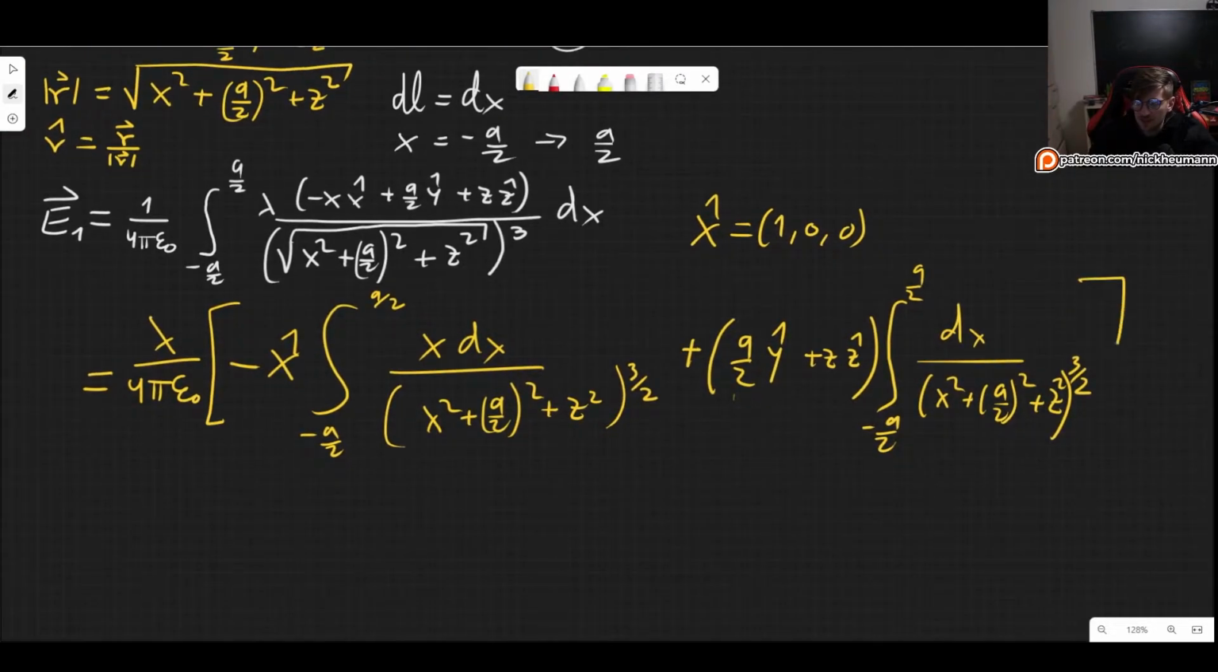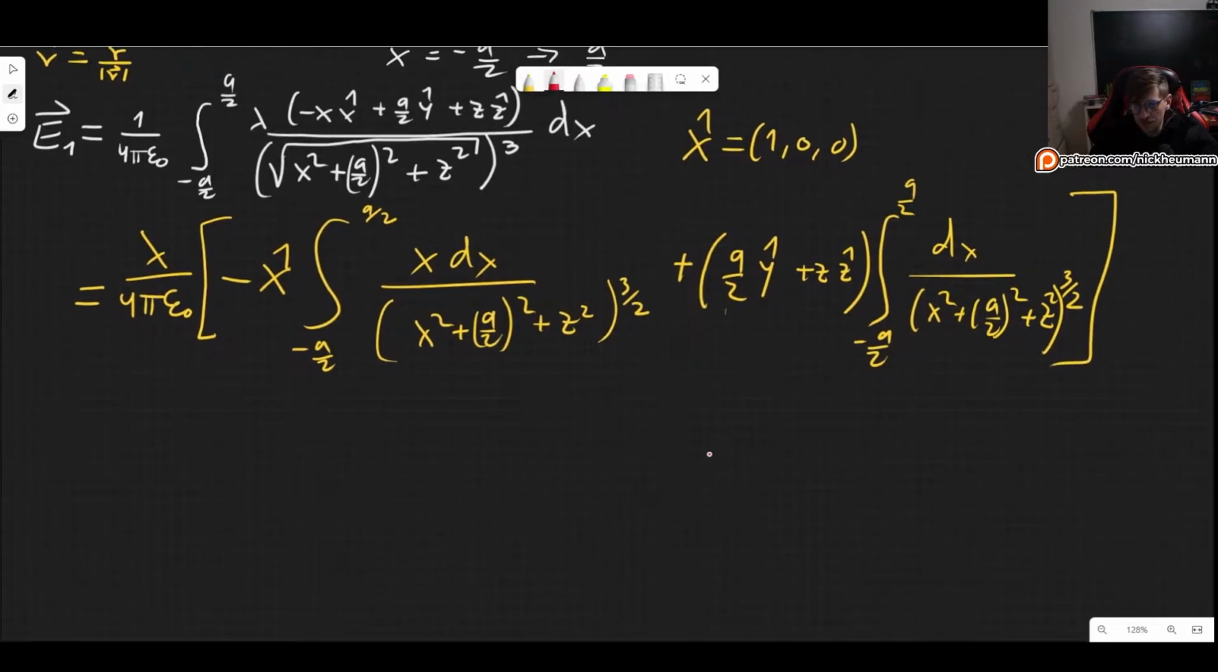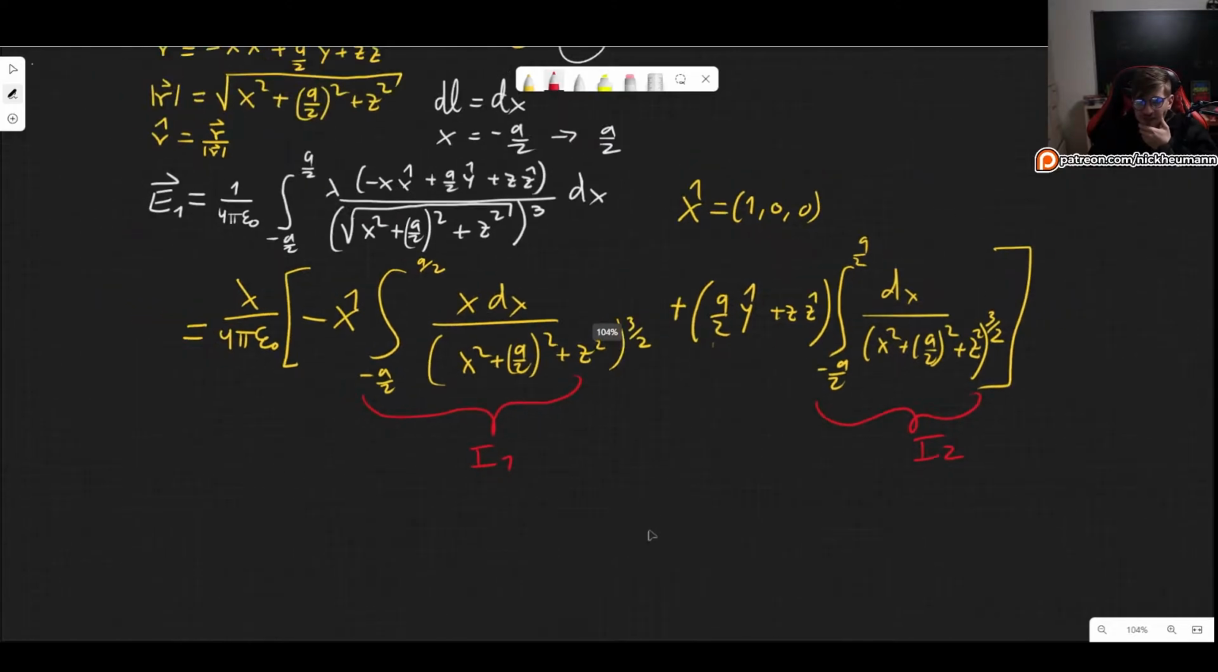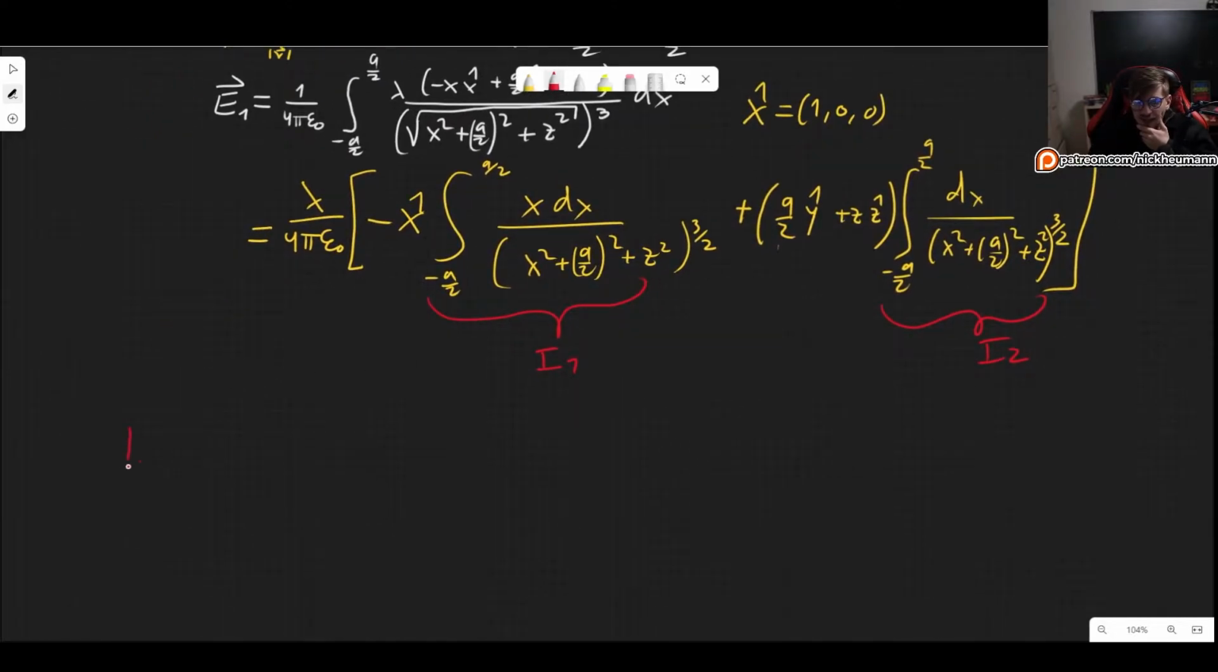It's the exact same that we have solved a few times, but of course I will show you once again how to solve them. So to solve that integral, well, first of all, let's separate it. So this will be I1 and this here will be I2. All right, so we will solve them separately. So let's begin with I1.